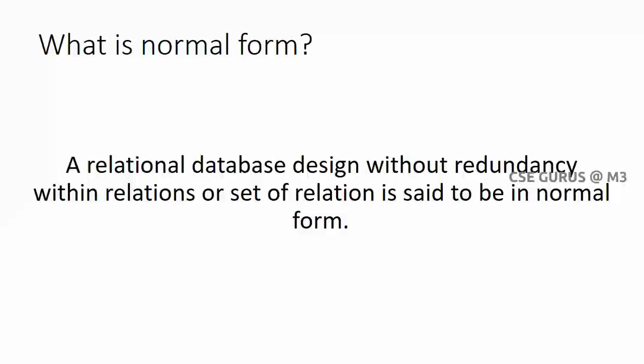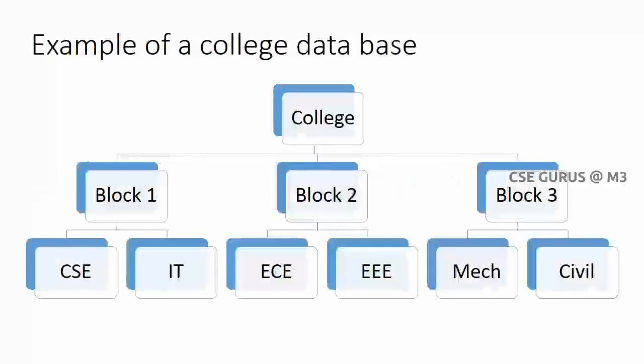So a relational database design without redundancy within relations or set of relations is said to be in a normal form. Redundancy means repetition of data. Repetition of data causes unnecessary errors in retrieving and updating data in the database. So this goal is accomplished by using normal forms. We have to design our database schemas in one of the appropriate normal forms to avoid redundancy in the database. So let us see an example of a college database.